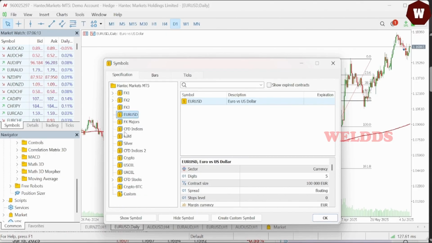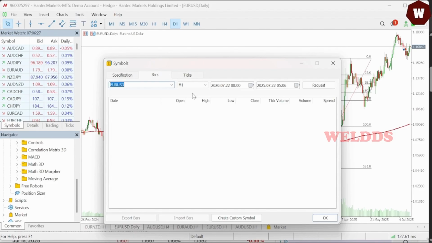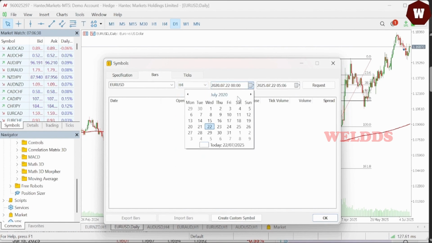If it is not there, just click under Forex Majors, or CFD indices. If it is gold you want, click there. So I click on Euro US dollar. You select Bars. When you come to Bars, you will see the time frame. You click there and select the time frame you want. If it is the 4-hour time frame you use for your analysis, select the period. So this is 2020. You can scroll down and look for the date that you want.